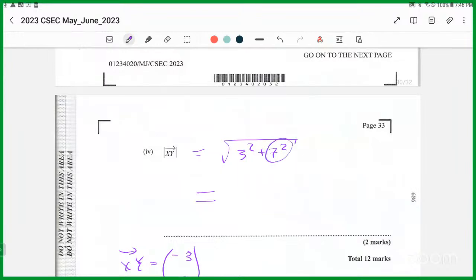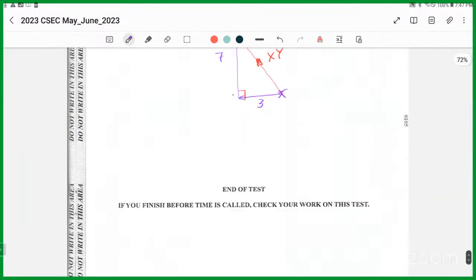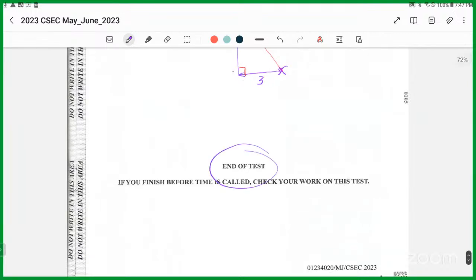That's 49 and 9, isn't it? 7 squared is 49, and 3 squared is 9. So 49 plus 9 is 58. The answer is square root of 58 units as a length. This is a length, so put the word units. That is the end of this test, and that is that.